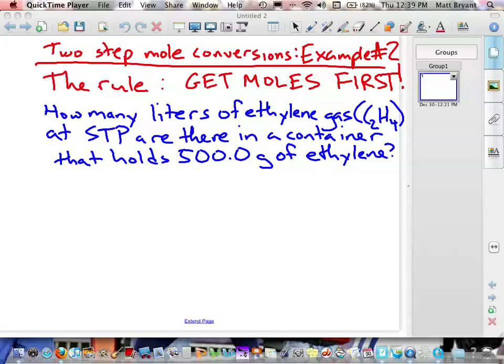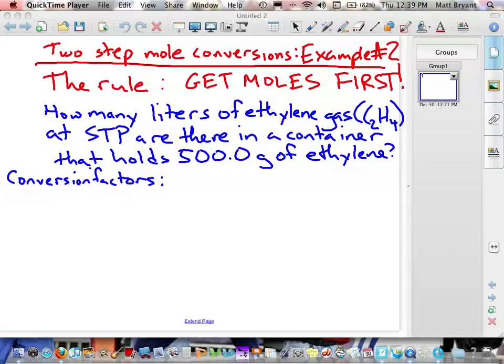How many liters of ethylene gas, and the formula is given there as C2H4, at STP are there in a container that holds 500.0 grams of ethylene? So, first thing we always do, write out our conversion factors. And we've been doing this since day one when we've been talking about dimensional analysis, so this should be nothing new.